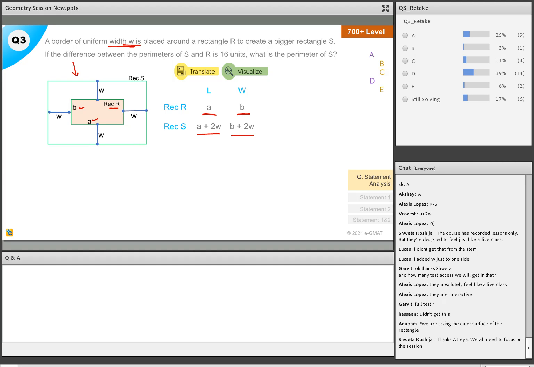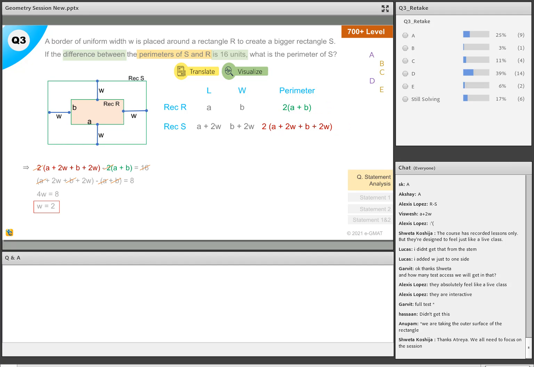So now I have the length and width for rectangle R and rectangle S. According to this question, there's a difference of perimeter that's given, which is equal to 16 units. If I calculate the perimeter for rectangle R, that would be equal to twice of A plus B. For rectangle S, that would be equal to twice of A plus 2W plus B plus 2W. That's the length and width. And the difference between these two is given as 16. So if you calculate this out, you would get the value of 4W to be equal to 8, or the value of W, that's the width of the border, to be equal to 2 units. So essentially, the width of the border for this question is equal to 2 units.